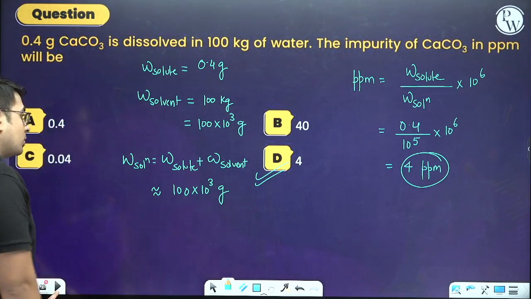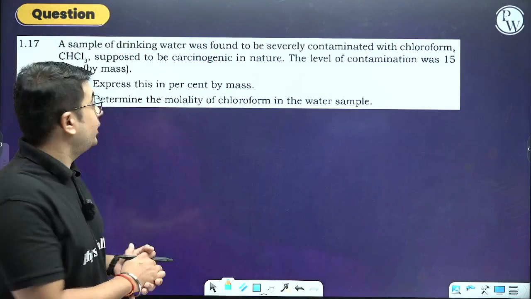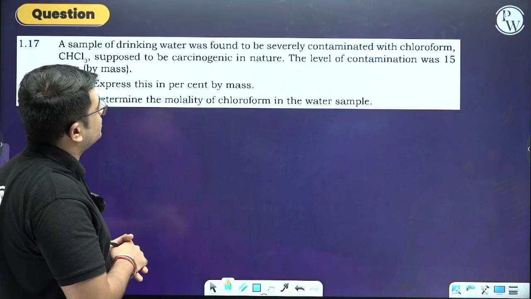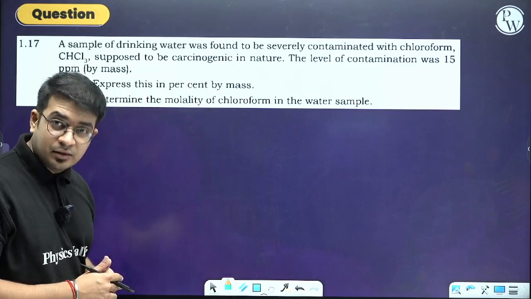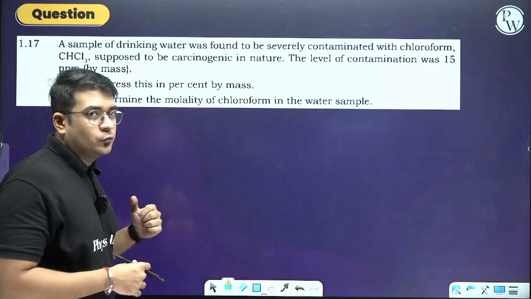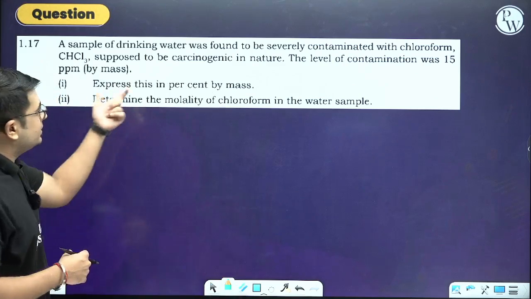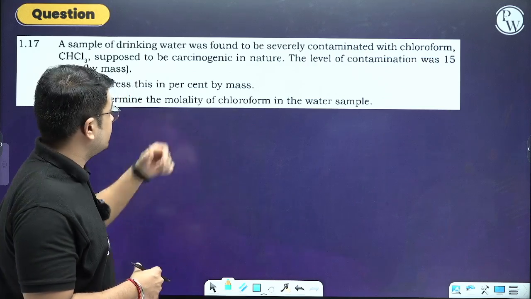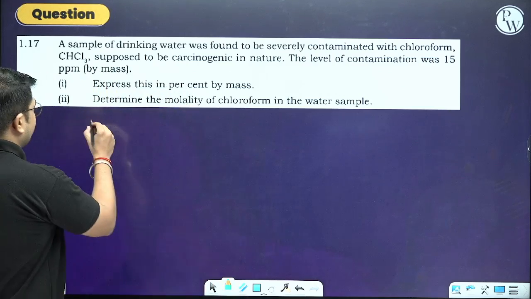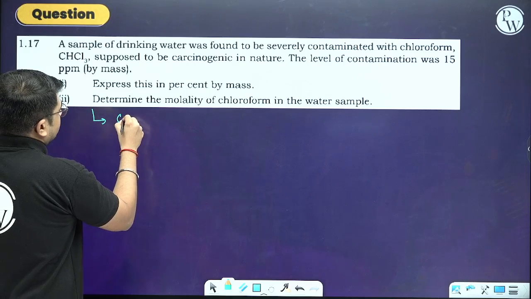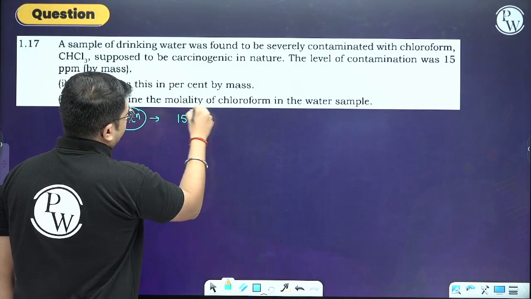Okay, let's talk about another good question. A sample of drinking water was found to be severely contaminated with chloroform, CHCl3, supposed to be carcinogenic, cancer causing, in nature. The level of contamination was 15 ppm by mass. First of all, we have to understand the meaning of this ppm term, then we can proceed to the next part. Express this in percent by mass, the first concentration term, and determine the molality of chloroform in the water sample. So first of all, we are given that the concentration is in ppm, so we have 15 ppm. What is the meaning of this particular part?